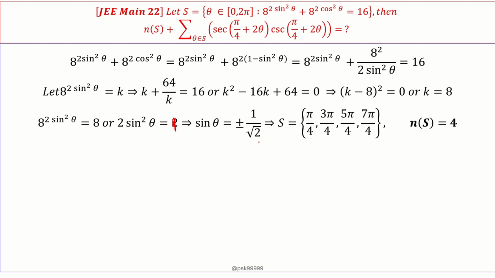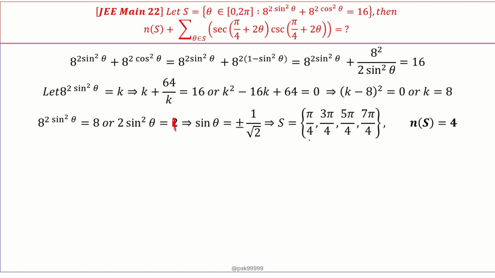Either 45, 135, 225 or 315. That is pi by 4, 3 pi by 4, 5 pi by 4 and 7 pi by 4. These are the 4 values possible. So number of elements in set S is 4, n of S is 4. And these are the theta values.